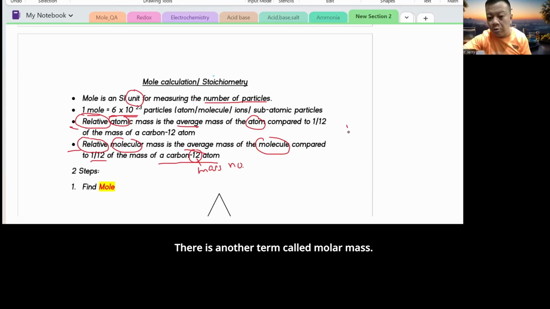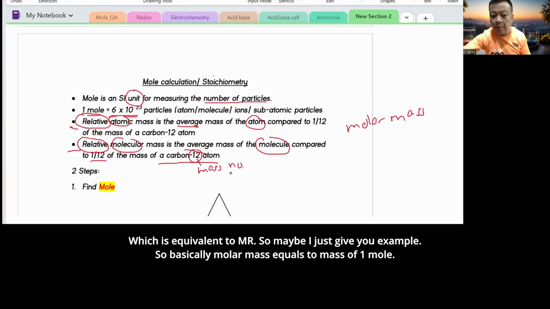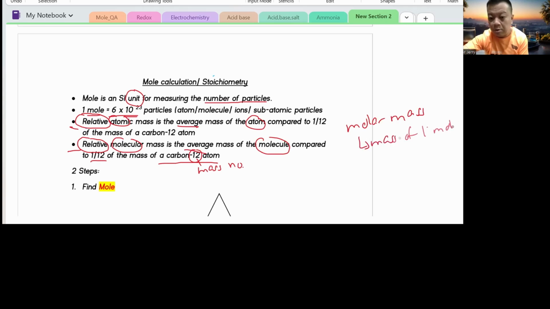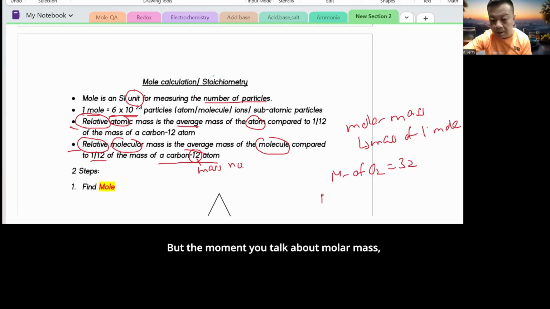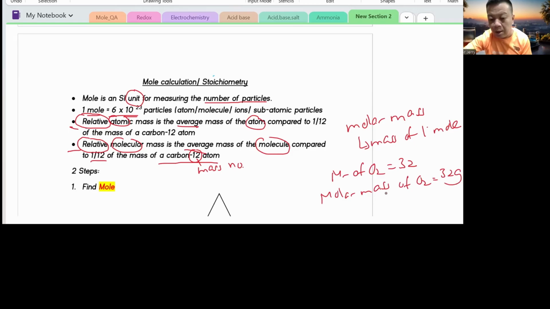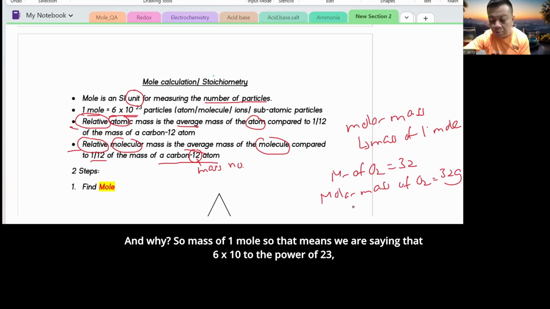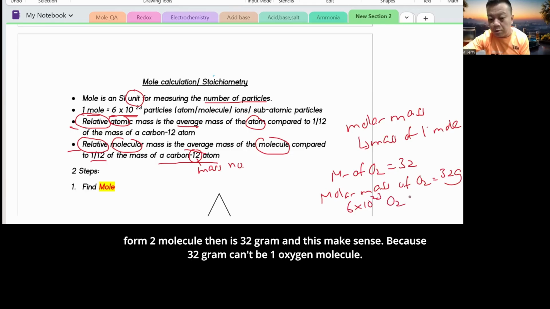All right, and there's another term called molar mass, which is equivalent to Mr. Maybe I'll just give you an example. Basically, molar mass means the mass of 1 mole. For example, the relative molecular mass of O2 is 32. There's no unit, because relative means you compare. But the moment you talk about molar mass, then we can put in the unit, 32 gram. And why? Because it's the mass of 1 mole. So that means 6 times 10 to the power 23 O2 molecules weigh 32 gram.